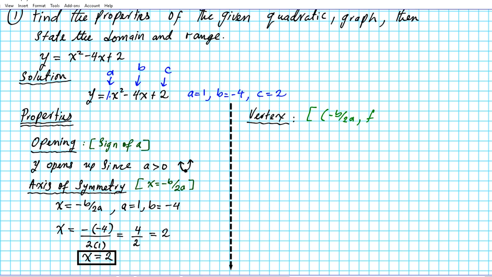comma, a function, or we're using the y notation. You can use y or f. It's the same thing, okay? So we're using the y notation here. So it's y evaluated at negative b over 2a.